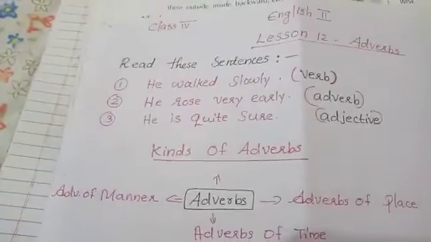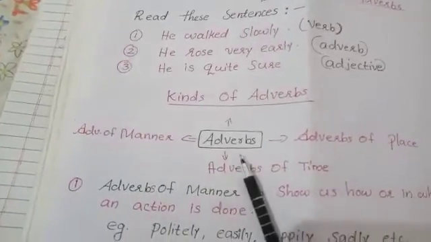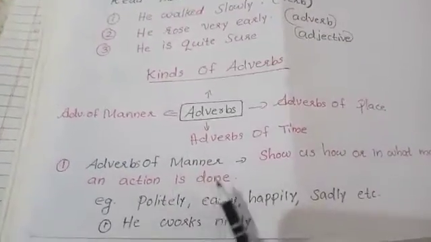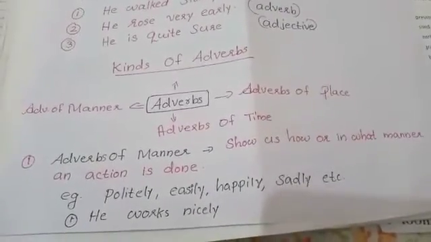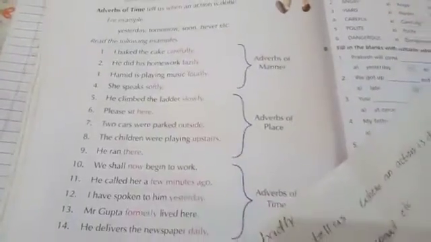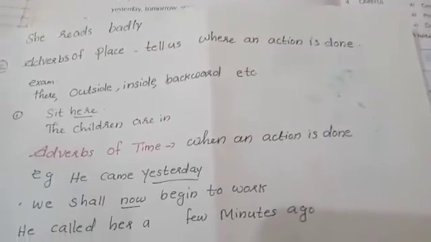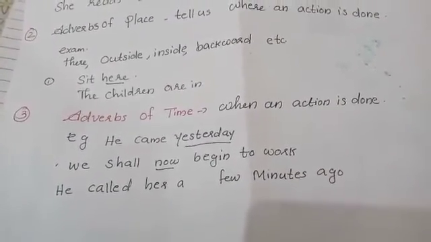Again, the kinds of adverbs. There are three: adverbs of manner, adverbs of place, adverbs of time. Adverbs of manner show us how, or in what manner, an action is done. Then the second one, adverbs of place, tells us where an action is done. Adverbs of time tell us when an action is done.